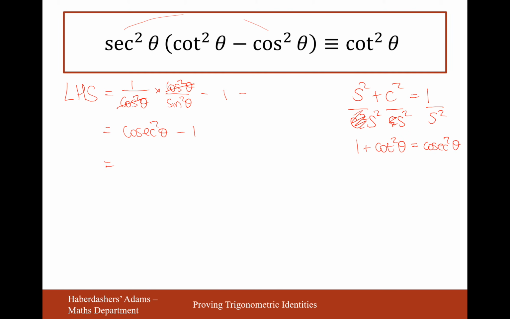You could also remember this as an identity, but if we then take away the 1 onto the other side, we get cosec squared theta minus 1, which is exactly what we have on the left hand side here. So this is identical to cot squared theta by the identity that you can either memorize or quickly derive, as I did on the right hand side of the page there. So there we are, that's the answer to this question. Let's now move on to the next one.